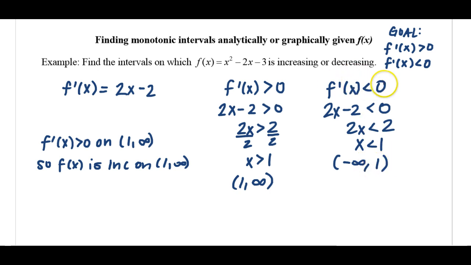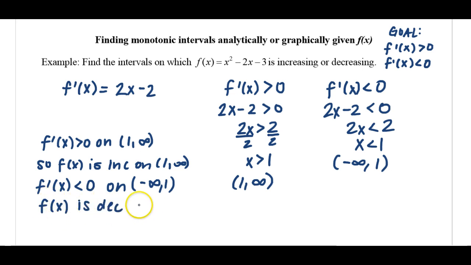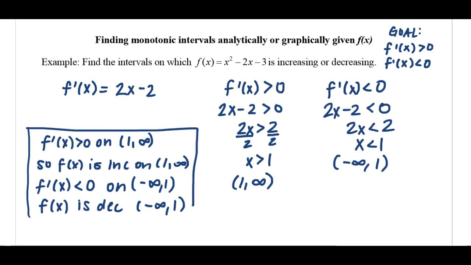So the derivative is negative from negative infinity to 1. So I can conclude that because f prime of x is less than 0 on negative infinity to 1, then f of x, the original function, is decreasing on the interval from negative infinity to 1. So this is my answer, and I really want to get in the habit of including my explanation, and that is in reference to the theorem that we previously looked at: if the derivative is positive, the original function is increasing. If the derivative is negative, the original function is decreasing.